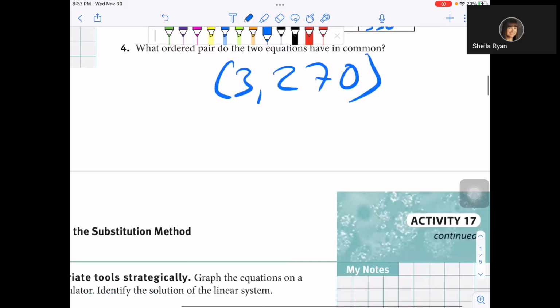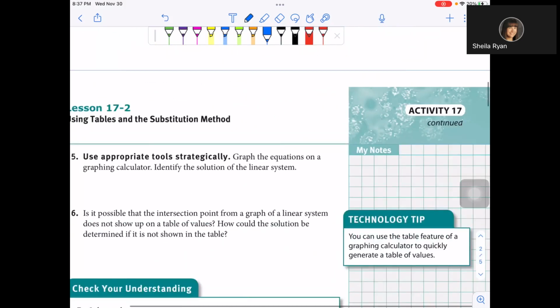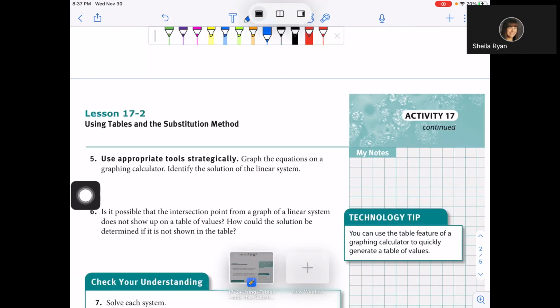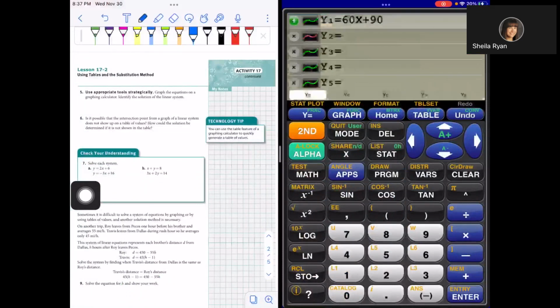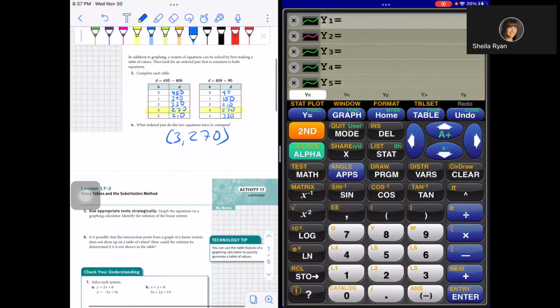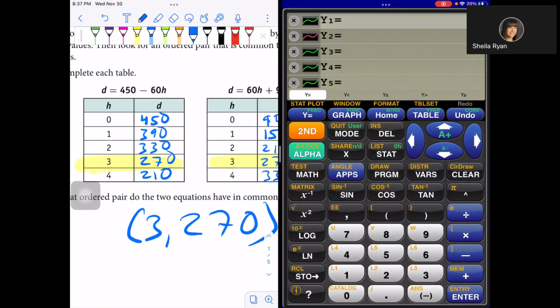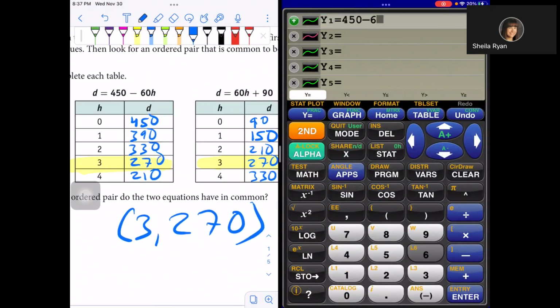On our second page, it says graph the equations on a graphing calculator and identify the solution. So I'm going to be using the calculator app just because that's what I have right now. You can use the yellow calculator. I think the steps would still be written on the board. So we have our 450 minus 60x. That's the first one. And then our second one is 60x plus 90.